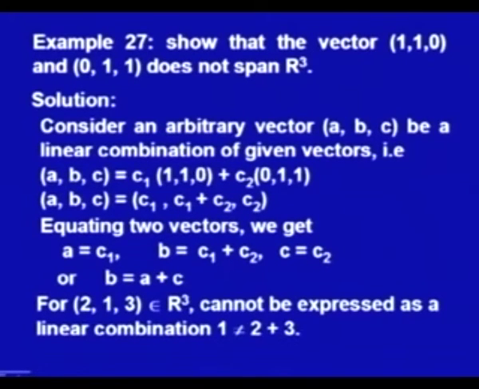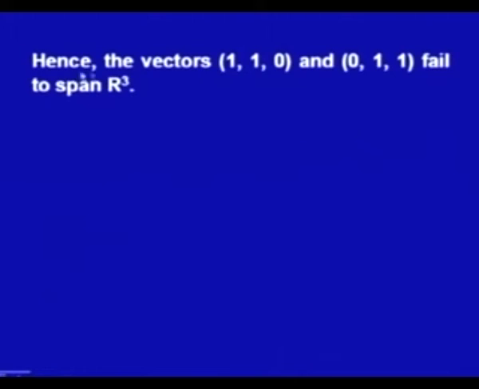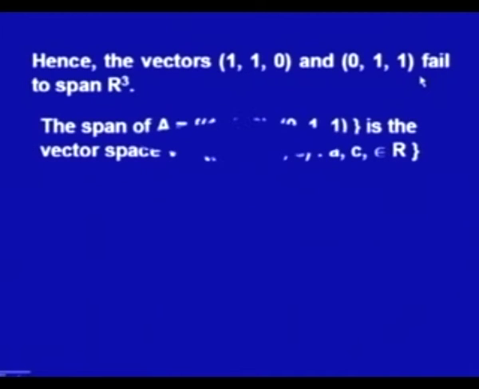Now, the vector (2, 1, 3) belonging to R3 cannot be expressed as a linear combination of these two vectors, because if it has to be represented as this combination, then it must satisfy this constraint. But if you substitute the value of b as 1, a as 2 and c as 3, then one can notice that 1 is not equal to 2 plus 3. That simply means that this vector (2, 1, 3) cannot be represented as a linear combination of these two vectors. So the vectors (1, 1, 0) and (0, 1, 1) fail to span R3; that is the conclusion.